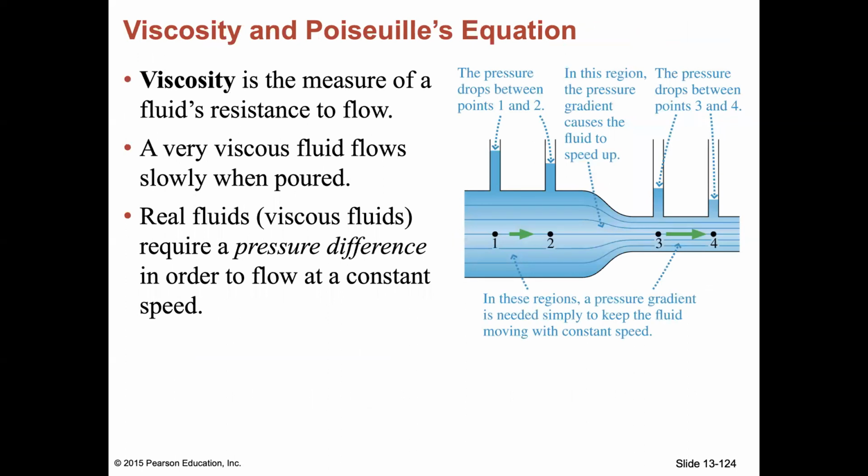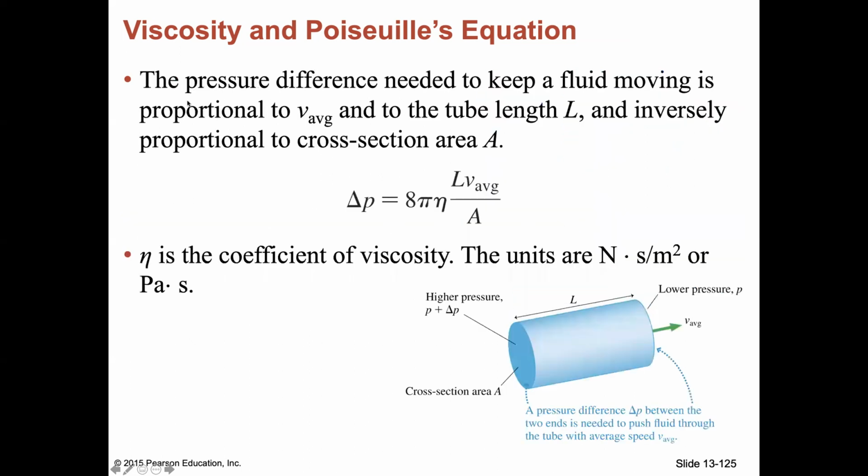Viscosity is a measure of fluid resistance to flow. A very viscous fluid flows slowly when poured. A real fluid, or viscous fluid, requires a pressure difference in order to flow at a constant speed. The pressure difference needed to keep a fluid moving is proportional to the average velocity and the tube length, and inversely proportional to cross-section area A.